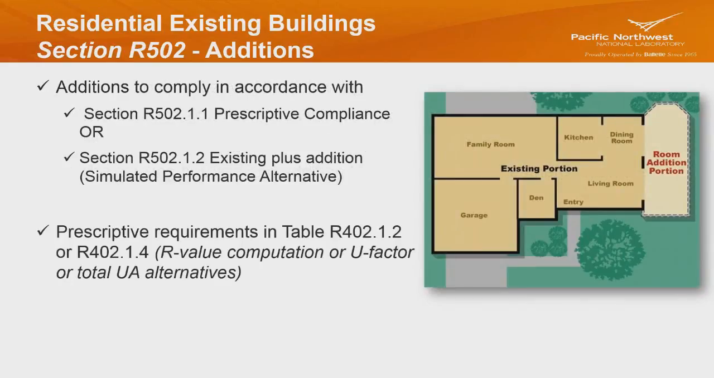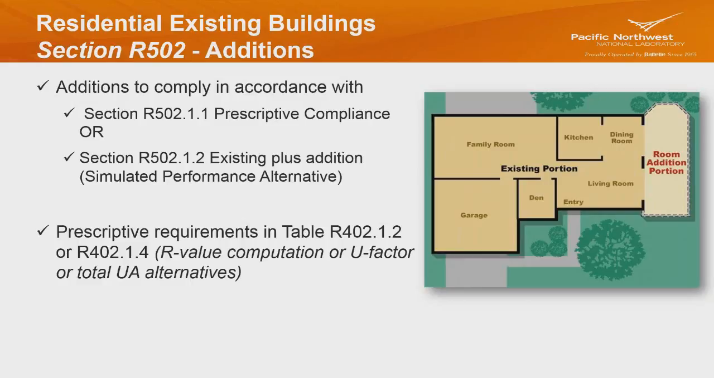With additions, what the code has in Chapter 5 is you can show compliance prescriptively. There's a picture here that shows the addition off to the side. There's a prescriptive table for insulation and fenestration. You can go to your climate zone, look at the minimum insulation and fenestration, make sure you're meeting it, and you're done. And then you need to abide by all the rest of the requirements in the code. You can also take the addition and do the simulated performance alternative. This is where it gets into energy usage. This takes a little bit more time and takes a special software tool to do it.